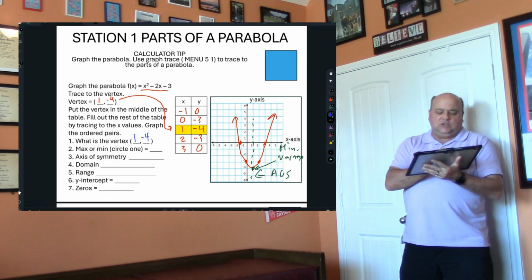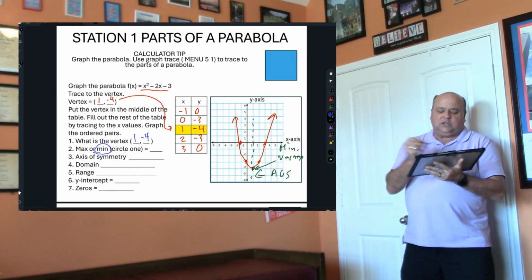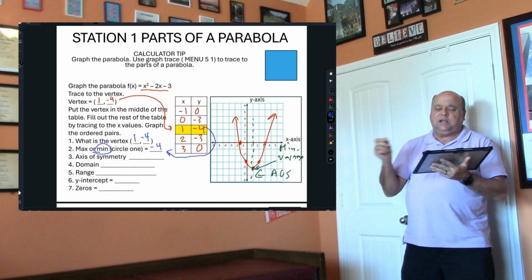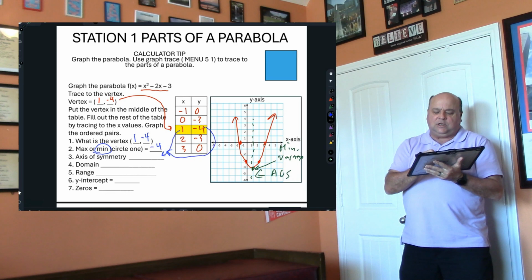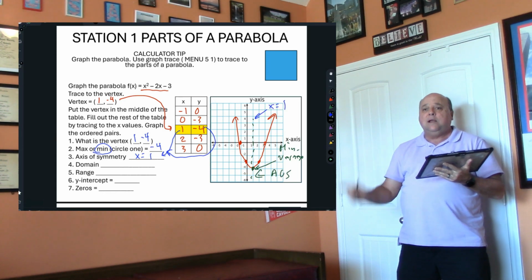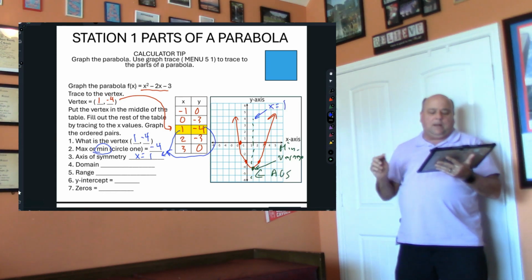The max or min, circle 1, it is a minimum because we have a bottom, and that minimum value is going to be the y of your vertex. And then the axis of symmetry is going to be the x of your vertex. It's going to be x equals 1. This dashed line right here would be x equals 1, wouldn't it? That's the line that splits the parabola in two.